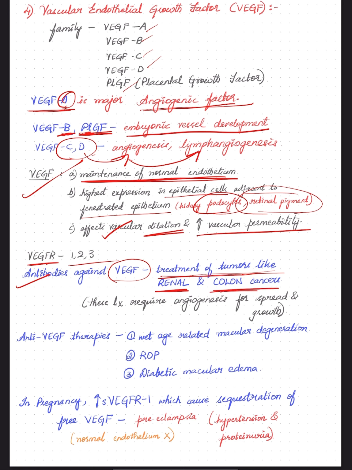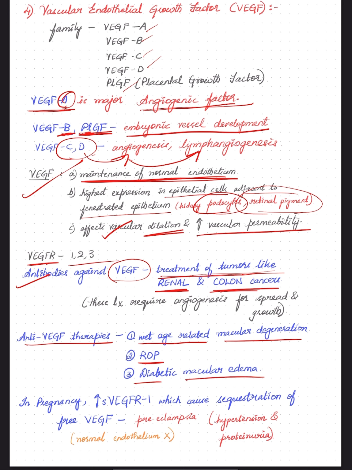These renal and colon cancers require angiogenesis in order to grow and spread. So when you suppress angiogenesis, the growth and spread of these renal and colon cancers can be held back. So the antibodies against VEGF are being used in the treatment of renal and colon cancers. Anti-VEGF therapies are also used in wet age-related macular degeneration, retinopathy of prematurity, and diabetic macular edema.